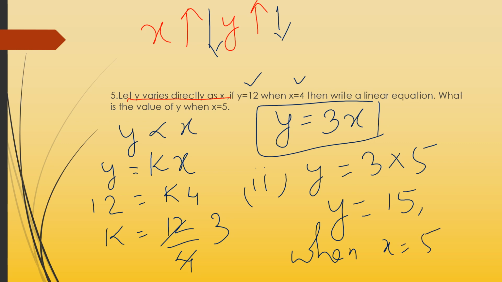This one is your last question. This much in this video. In the next video, we will discuss the graph of the linear equation in two variables.